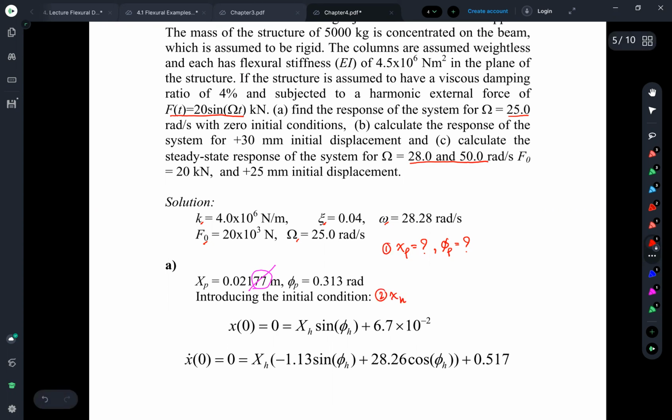Okay, and then we will compute, first, then second, compute X hash and phi hash. At this step, I would say something to some of you. I have found many of my students previously confused about this. They often feel that if the initial conditions are zero, the homogeneous solution will be zero as well.